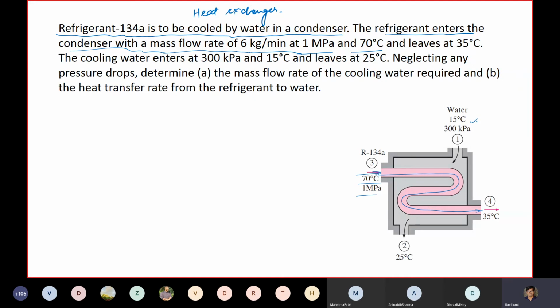And the water at 15 degrees C is being circulated on top of it without mixing. The cooling water enters at 300 kPa and 15 degrees C, and leaves at 25 degrees C. Neglect any pressure drops. Determine the mass flow rate of the cooling water required. In order to cool the refrigerant from 70 degrees C down to 35 degrees C, what is the mass flow rate of water that we need to estimate, and the heat transfer rate from the refrigerant to the water? How to proceed? So please do it.